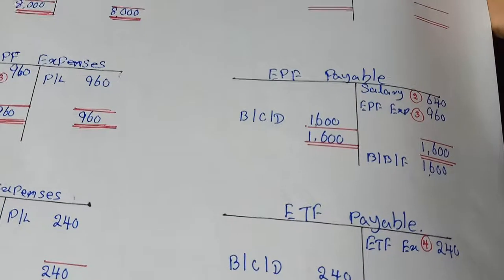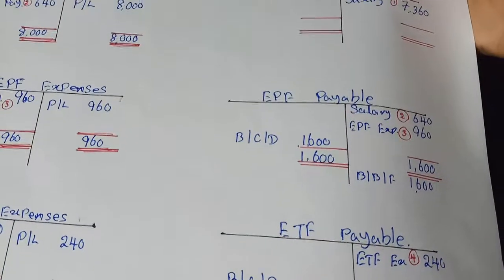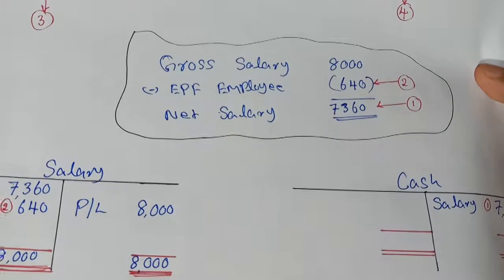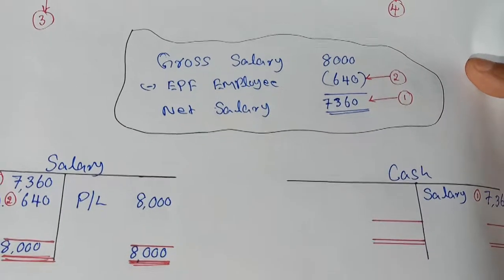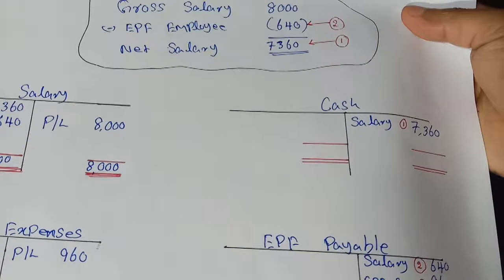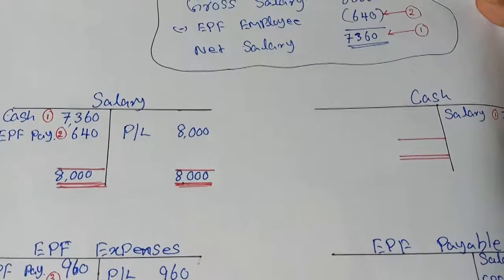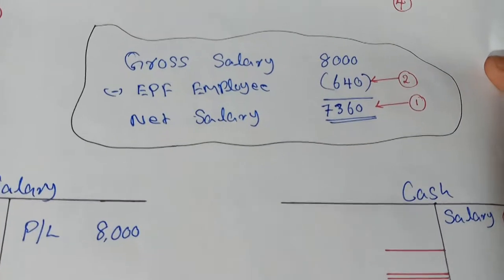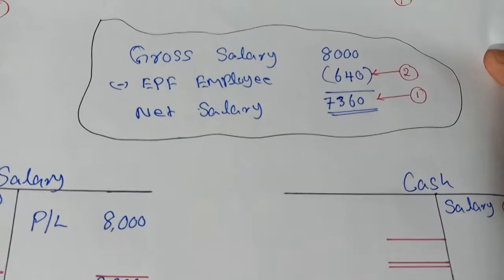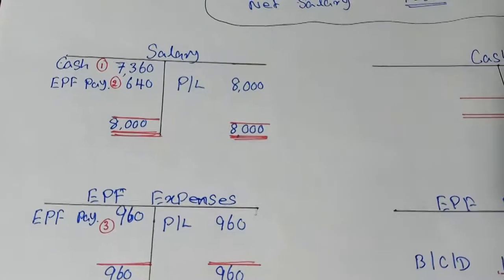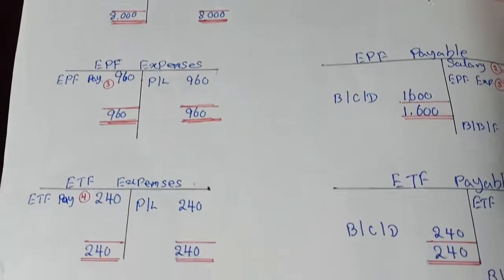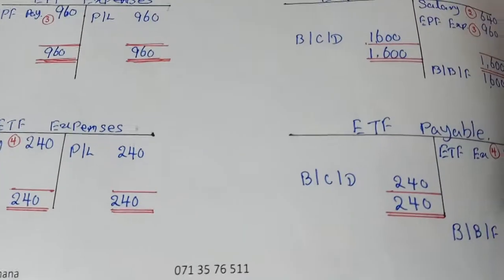There are 4 steps, and 6 ledger accounts should be prepared. First one, net salary should be paid to the employee as a salary with cash. Therefore, cash account credit, salary account debit. Second step, EPF contribution of employee is also part of salary. Therefore, salary account debit 640 and EPF payable account credit.